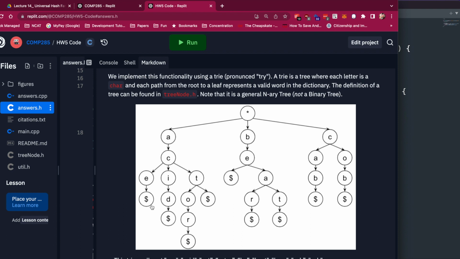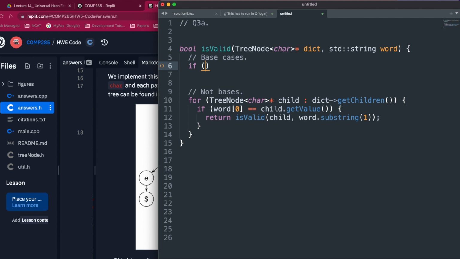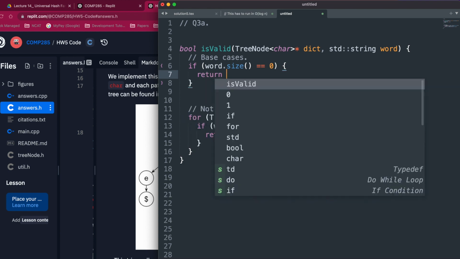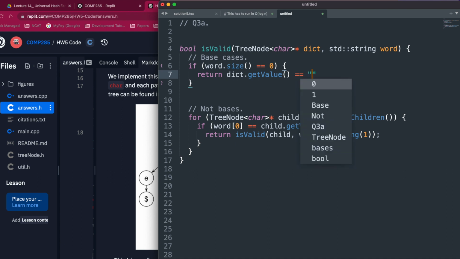And if they are equal to E, then we want to check, are any of the children equal to this $ sign? That gives us the endpoint, the base case, which is if word.size is 0, then we want to return whether dict.getValue is equal to this $ sign. If it is equal to this $ sign, then it is a child. If it's not, it is not equal.